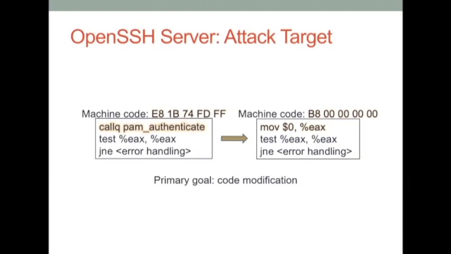The machine code of call PAM authenticate is E8 1B 74 FD FF, and we can simply change these 5 bytes of machine code into B8 followed by zeros. This is the machine code of move 0 to EAX. So basically, we are moving a value 0 to EAX, and once we test EAX with EAX, we'll get 0 for sure. So we will bypass the authentication. This is a very simple idea. Actually, once you can change the content of the memory, there are a lot of things you can do.